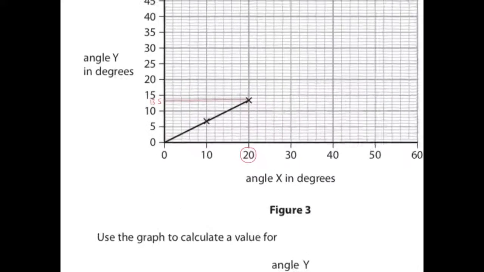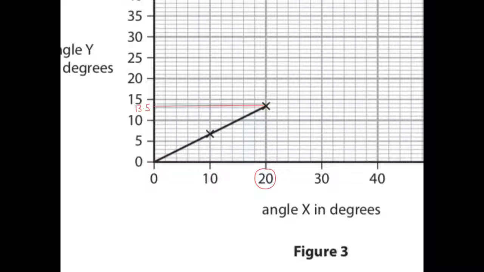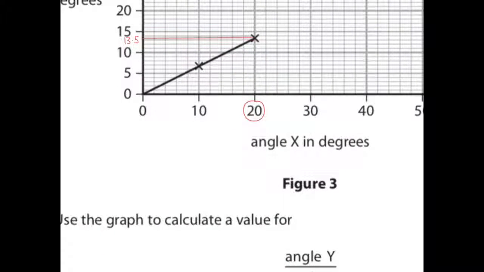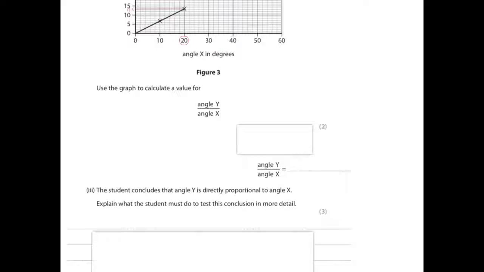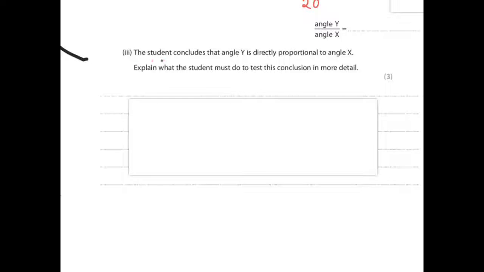You just have to determine a value for y. If we look at this plot here, look very carefully, it's halfway between two lines, so it's actually 13.5, not 14 or 13. Be very, very careful when you're reading graphs, because that's an important point. And obviously the angle x is 20. So all we do is 13.5 divided by 20 equals 0.7, and I've done that to one decimal place. The student concludes that angle y is directly proportional to angle x. Directly proportional means that you get a straight line relationship like this.